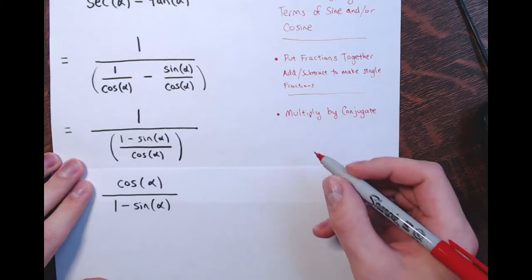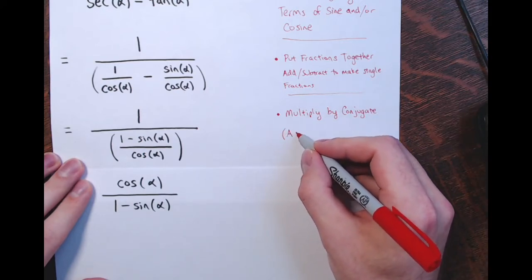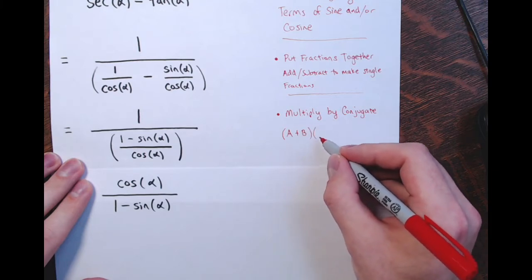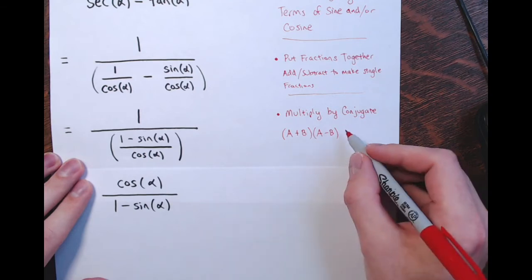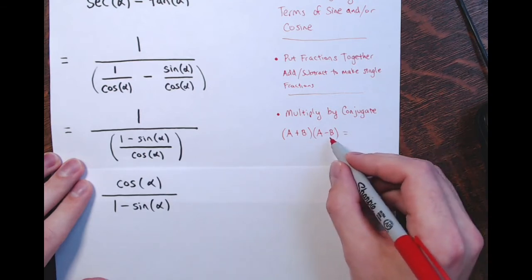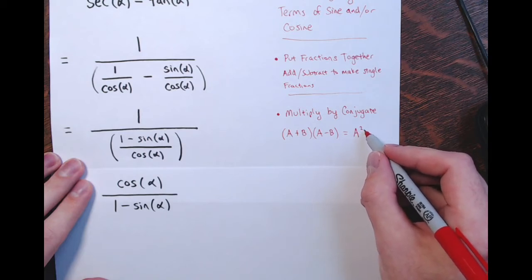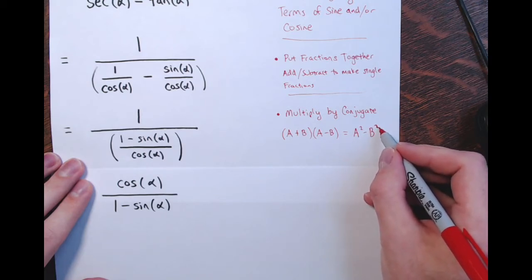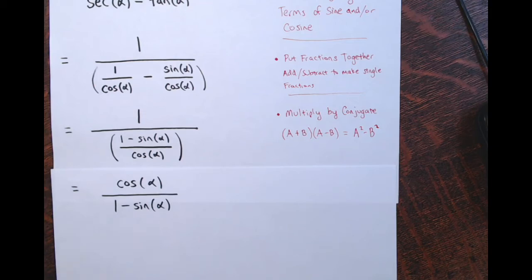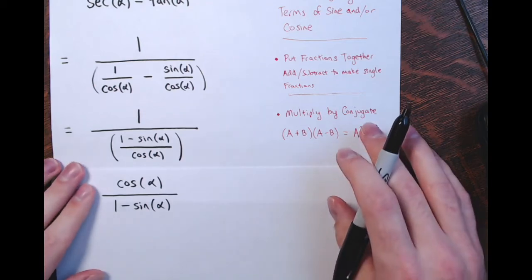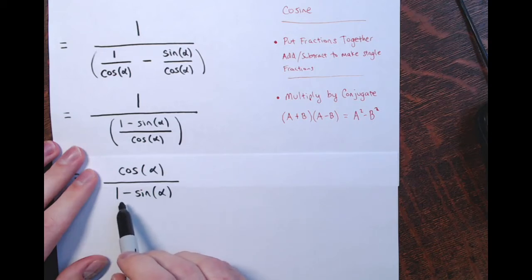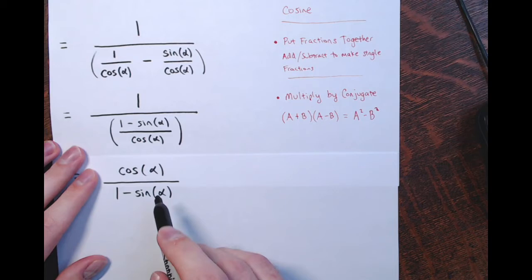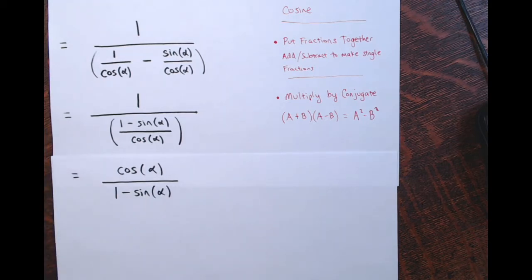Now hopefully you remember this from algebra. The conjugate of a plus b was a minus b, and the conjugate of a minus b was a plus b. And when you multiplied conjugates, you ended up with a difference of squares. And I'm hoping this looks familiar from some algebra class you've taken. So very often, if a denominator has multiple terms like this, 1 minus sine, I can multiply by the conjugate and see what happens.